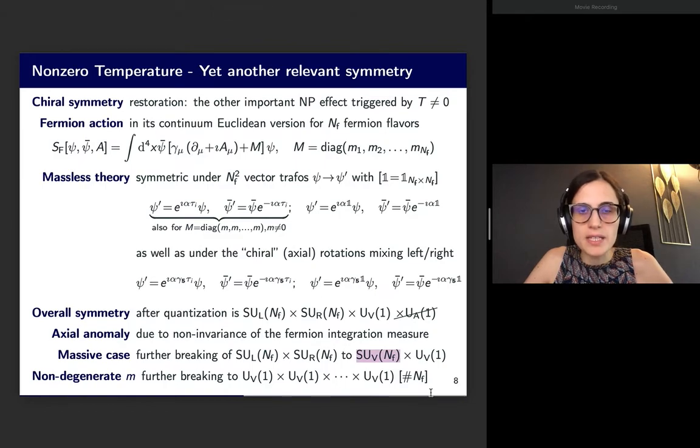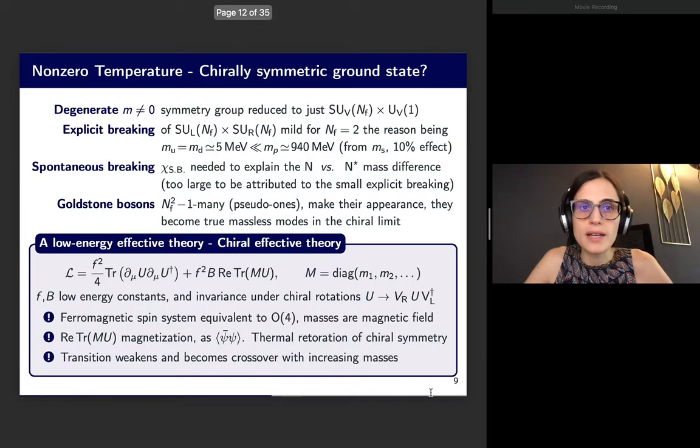All right, so these are symmetries at the level of the action. Next thing we want to ask ourselves is whether the ground state is also chirally symmetric and reflects this symmetry group for the fermionic action.